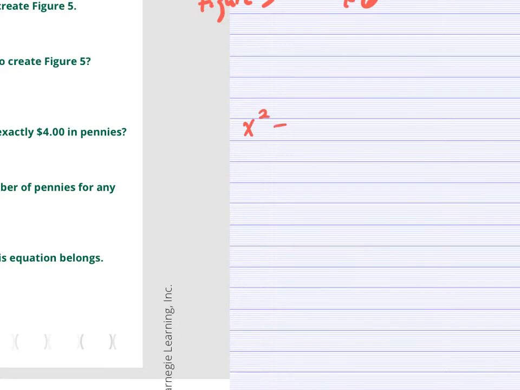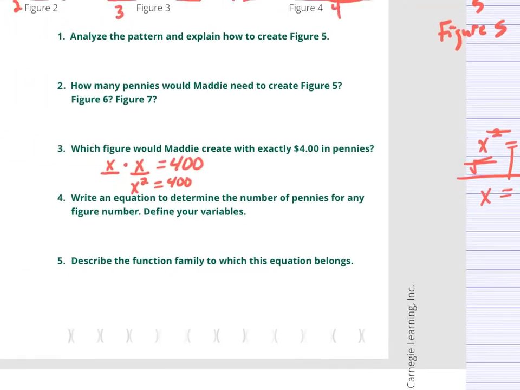So x squared equals 400. The opposite of squaring something would be to square root it. So the squared and square root cancel each other out. I bring my x straight down, I bring my equal sign straight down, and the square root of 400 is 20. So figure 20 would give me 400 pennies, or $4.